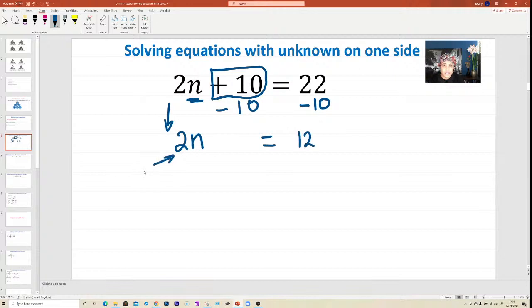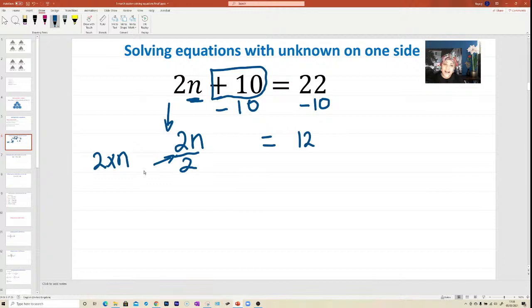Now what does this mean, 2n? It means 2 times n. What is the opposite of multiplication? So over here we did the opposite of addition, which is subtraction. If we want to do the opposite of multiplication, what should it be? I think you've got it right. We need to divide, because we don't want 2n, we want 1n. Okay, so we need to divide both sides by 2. So divide by 2 here.